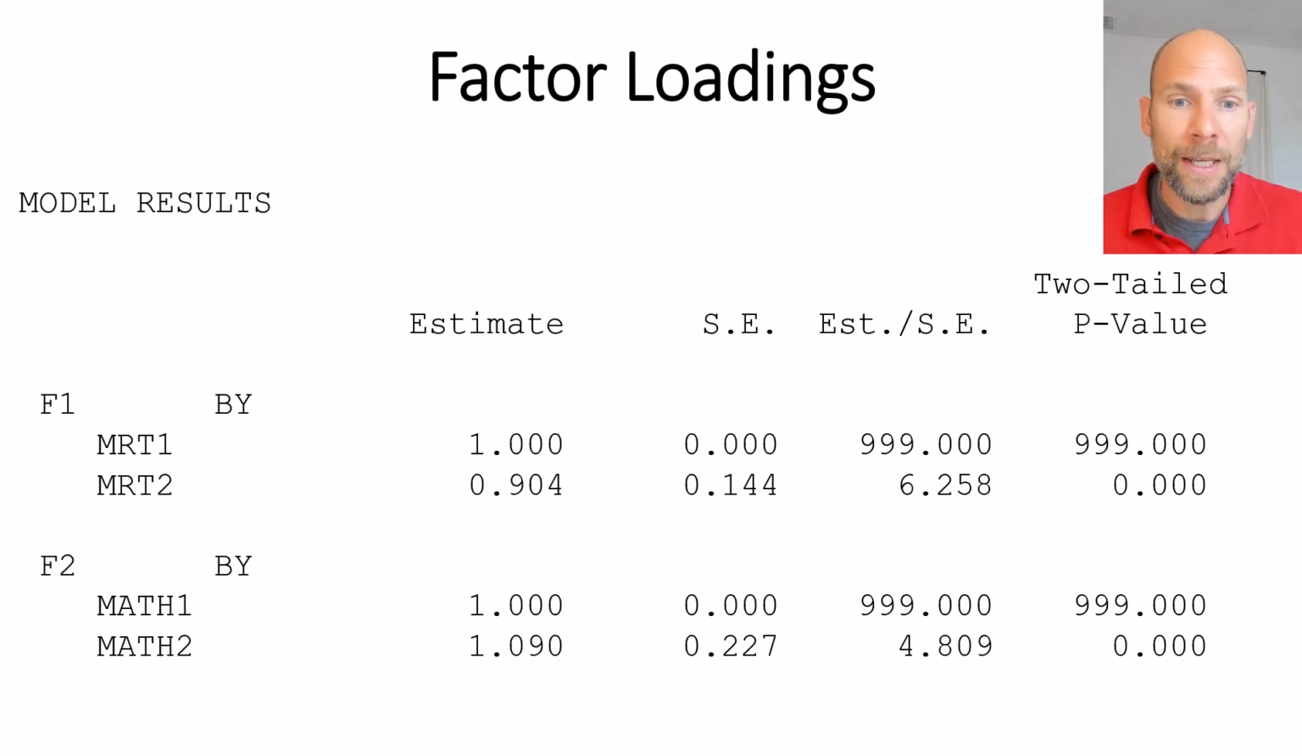And so here's what it looks like. You can see that I have two factors. I have one factor that has indicators MRT1 and MRT2. Those are two measures of spatial ability, mental rotation. And then I have a second factor with two math scales as indicators of that factor. So my second factor is a math factor. And you can see that the first factor loading is exactly 1.0.